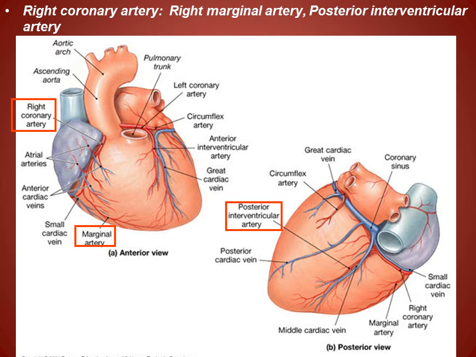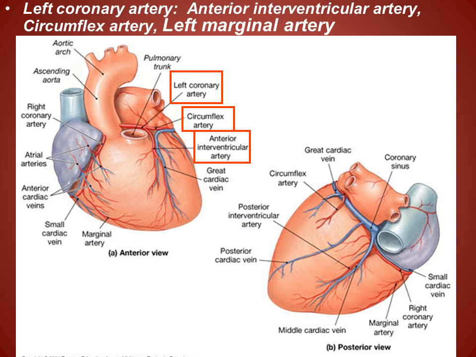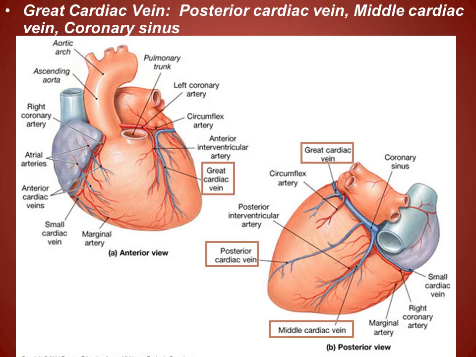So as I said earlier, you can see that the arteries and veins tend to line the sulcus, and they pretty much circle around and wrap around the heart, supplying that muscle tissue. As you can see here, the left coronary artery, the circumflex artery, and the anterior interventricular artery.